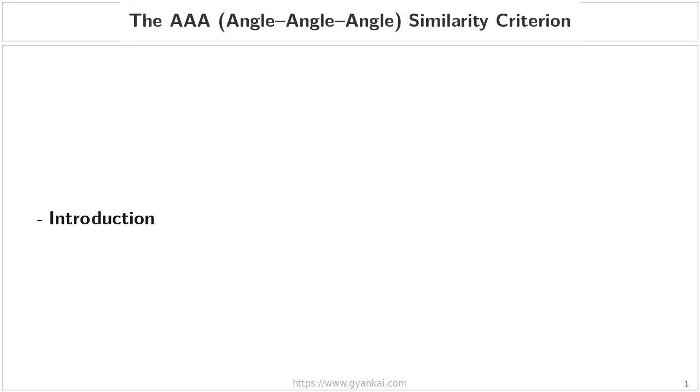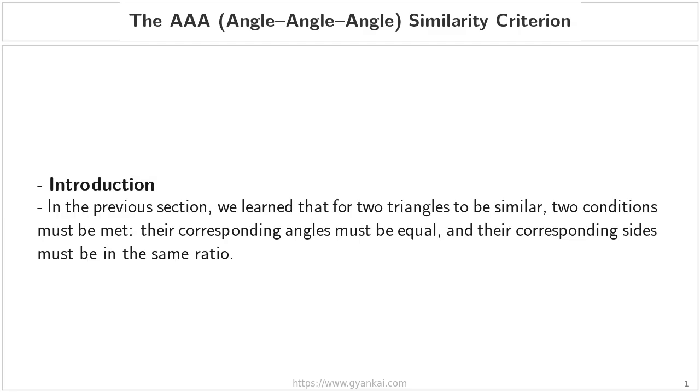Welcome, everyone. Today, we are going to dive into a very important concept in geometry, the AAA, or angle, Similarity Criterion. Now, before we jump into the new material, let's quickly recap what we covered in our previous lesson. We learned that for two triangles to be considered similar, they have to satisfy two specific conditions. First, all of their corresponding angles must be exactly equal, and second, their corresponding sides must be in the same ratio, meaning they are proportional.